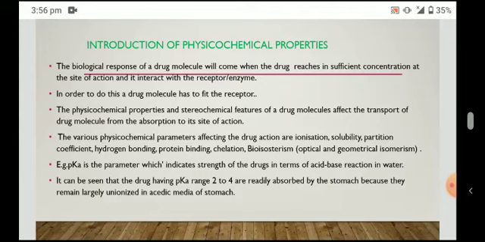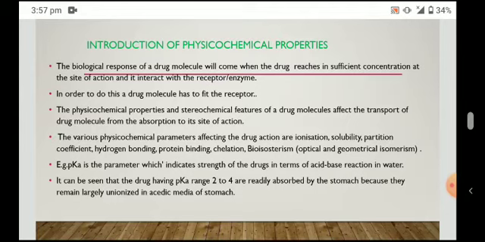The physicochemical properties and the stereochemical features of a drug molecule affect the transport of the drug molecule from absorption to its site of action. The various physicochemical parameters affecting drug actions are ionization, solubility, partition coefficient, hydrogen bonding, protein binding, chelation, and bioisosterism.